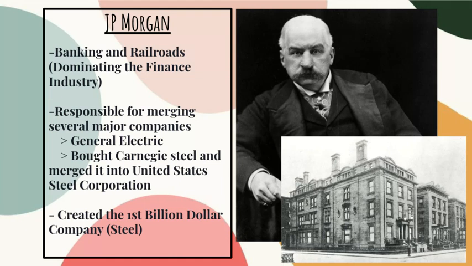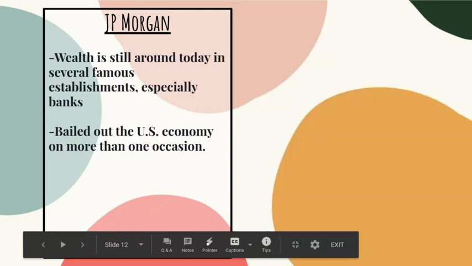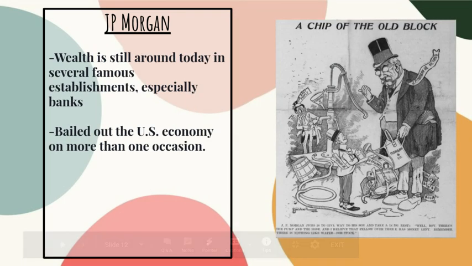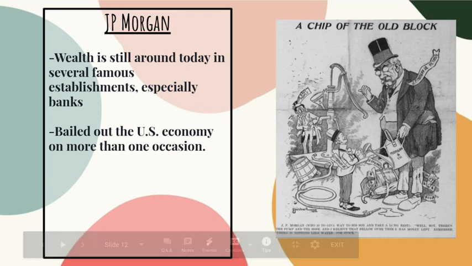And he created the first $1 billion company. So he was almost one of the first billionaires, and this is the mansion that he lived in right here. His wealth is still around today in several famous establishments, especially banks, and he bailed out the U.S. economy on more than one occasion. Here are some political cartoons that were created during the time, and we'll look more at those later this week when we do our activities.